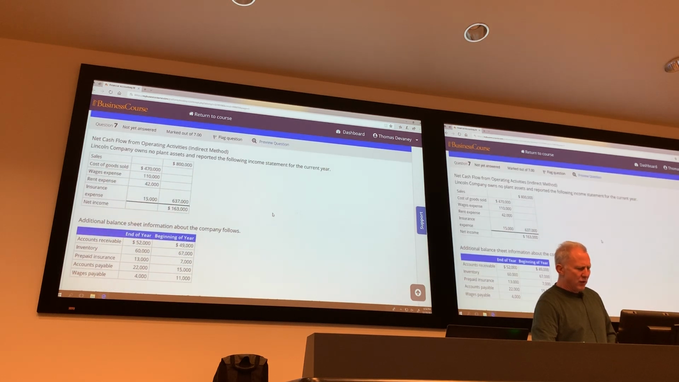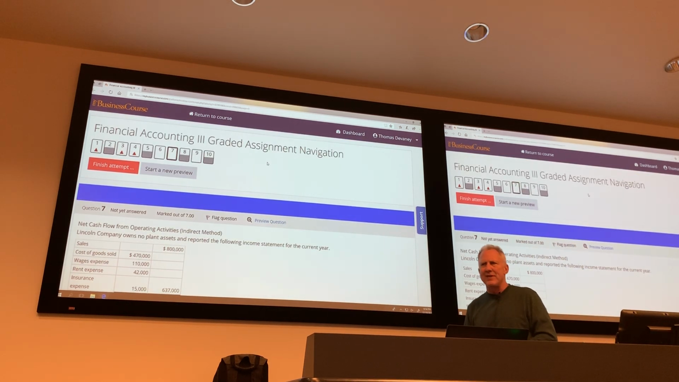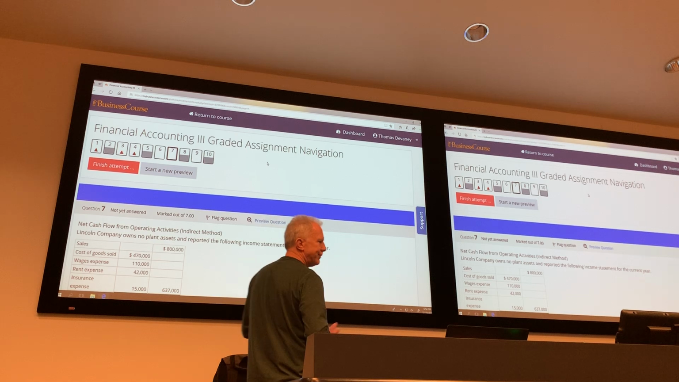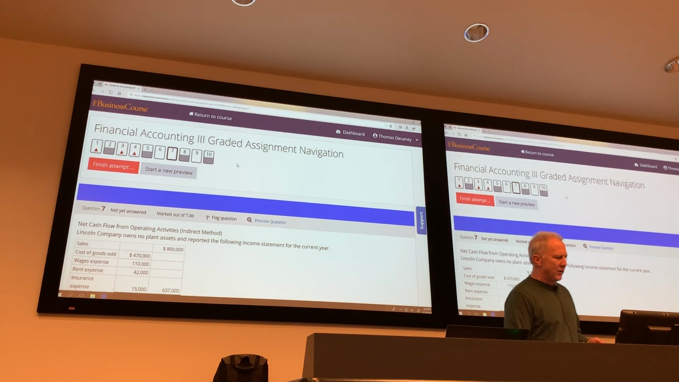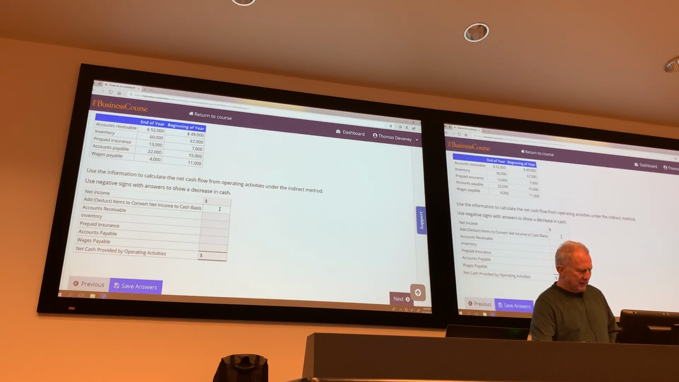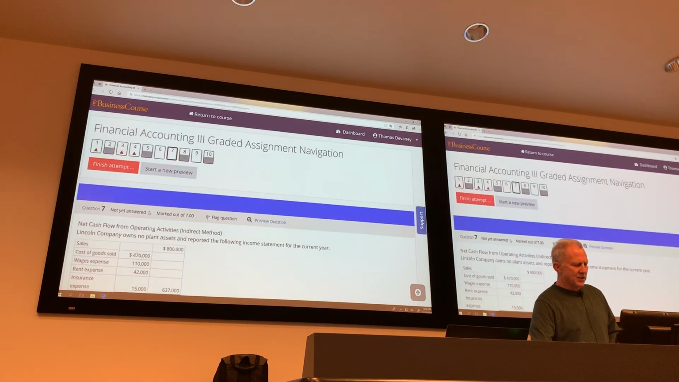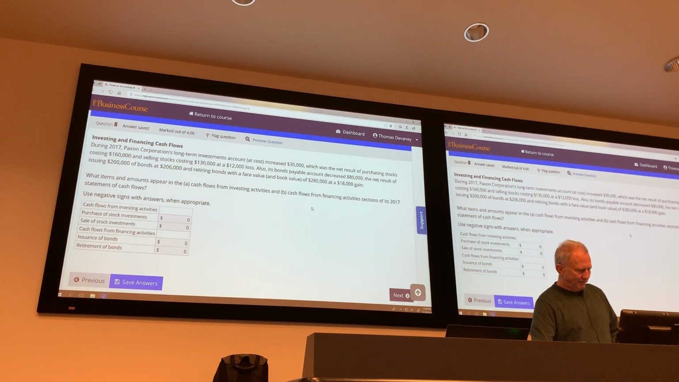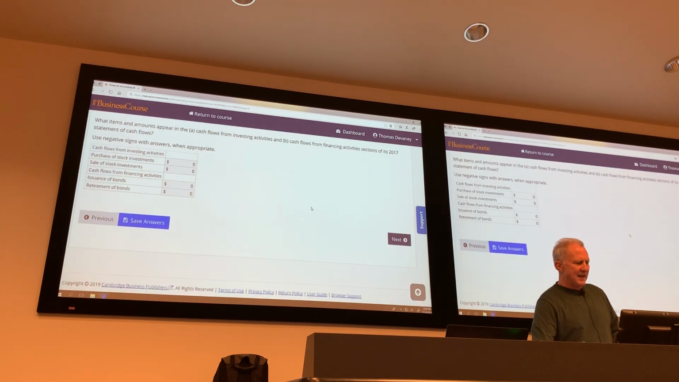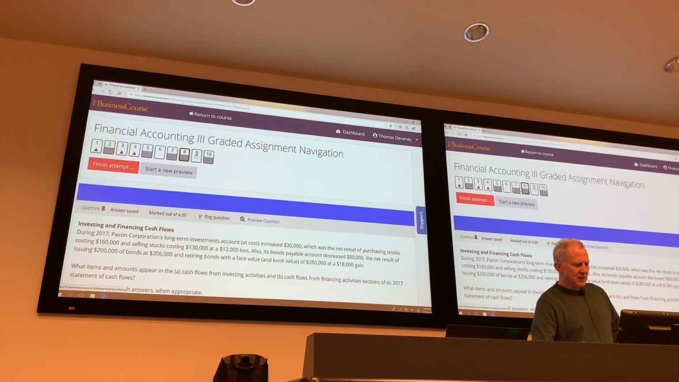Question 7 is some more cash flow. I would suspect 7 and 10 will be the two challenging questions. We've talked about 10 in detail, so you should be able to get through 7 relatively easily. If you got through 10, you're only doing the operating section of the cash flow statement. In 7, you're doing a full cash flow statement. In 8, you're doing the investing and financing section instead of operating. So you've got 3 cash flow statements here, really.